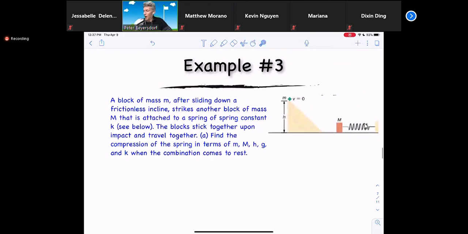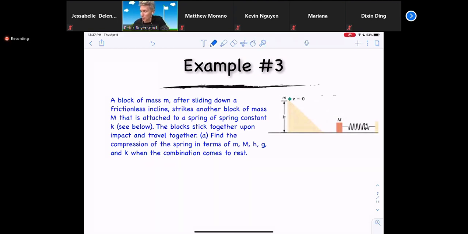Okay, so example 3, I tried to find a problem that would involve some conservation of energy and also involve springs, because we haven't done a lot of spring problems. The homework on conservation of energy didn't involve springs. So before we get started on this problem, we can see that it has a spring in it.